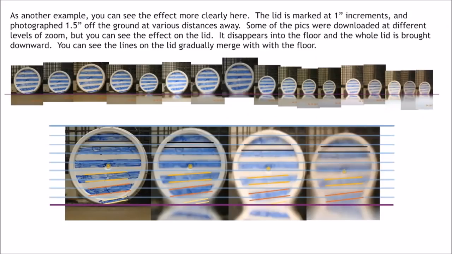As another example, you can see the effect more clearly here. The lid is marked at 1 inch increments and is photographed 1.5 inches off the ground at various distances away. Some of the pics were downloaded at different levels of zoom, but you can see the effect on the lid. It disappears into the floor and the whole lid is brought downward. You can see the lines on the lid gradually merge with the floor, and I've outlined those markings and placed them against the purple line. You can see that you start to lose them all sequentially with greater distance.